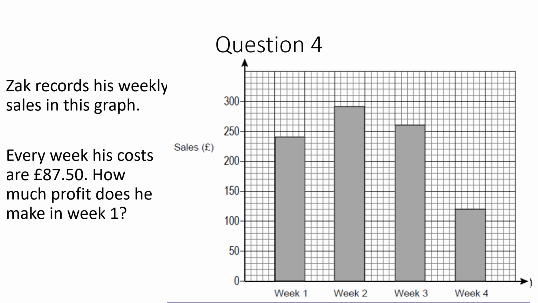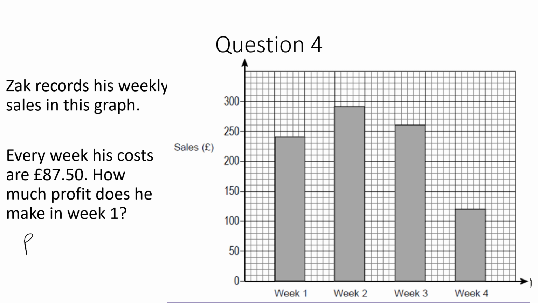Okay, here is our next question then. So again, we do need some information from this bar chart. So we've got Zach here, he's recorded his weekly sales in this chart. And every week, his costs for his business are £87.50. So we want to know how much profit he's going to make.